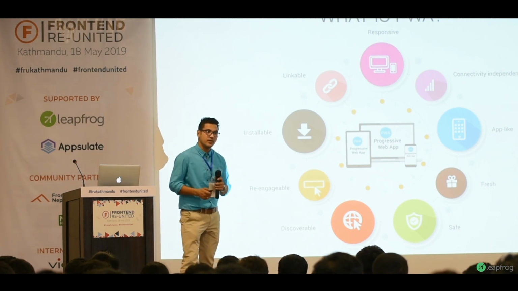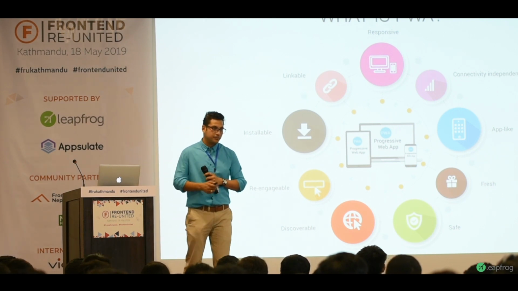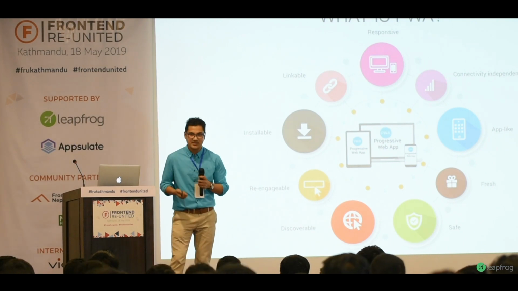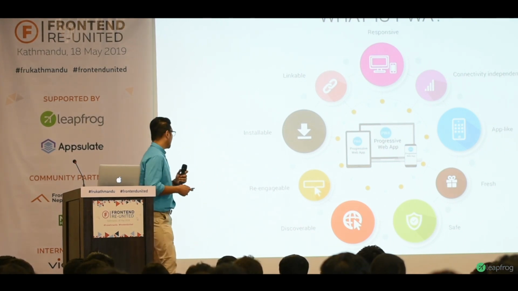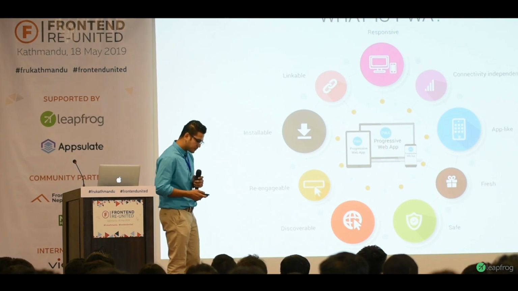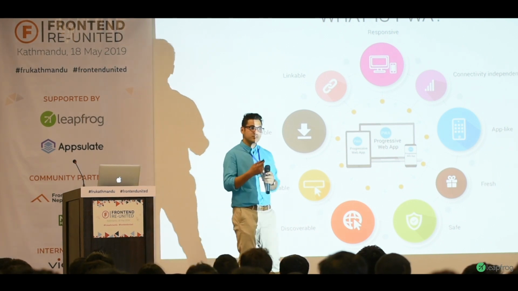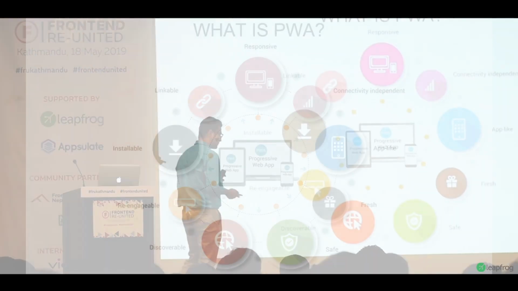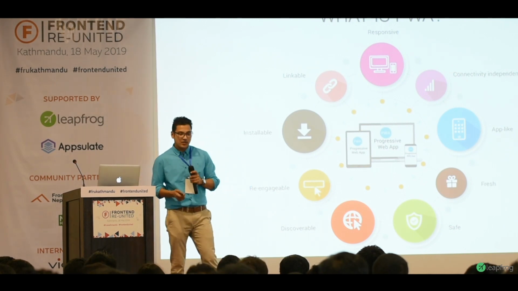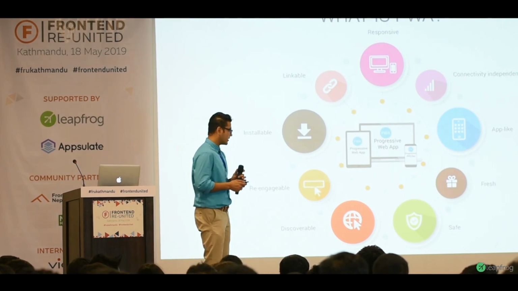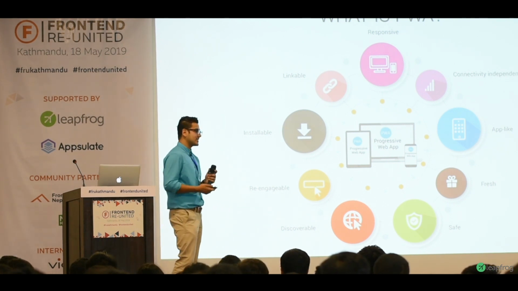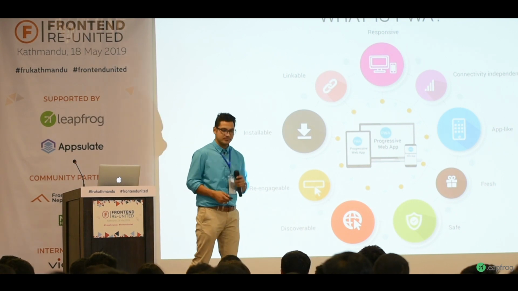It is discoverable because it's a web link, which can be search engine optimized, unlike a native app. It's re-engageable because it enables push notifications, so people can click on them and get re-engaged. And it's installable: you can install it on your native platform, get the shortcut, and instantly open it. That's why it's installable and easily accessible. And it's linkable because it's a web link.